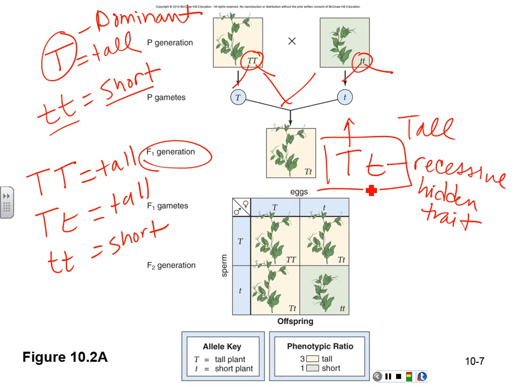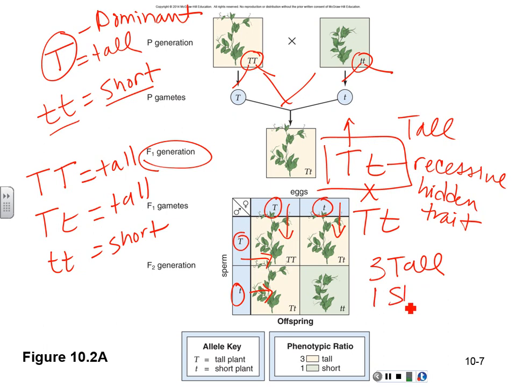But then he took two of these and crossed them together. This parent either donated their big T or their little t, and this parent either donated their big T or their little t. So he came out with 3 tall plants and 1 short plant. He said there must be something that's passed from trait to trait. How did we get a short plant if both parents were tall? There had to have been something hidden in their genome.